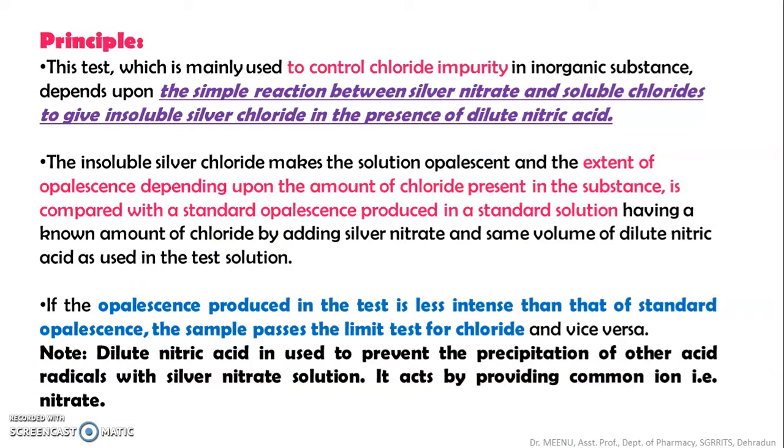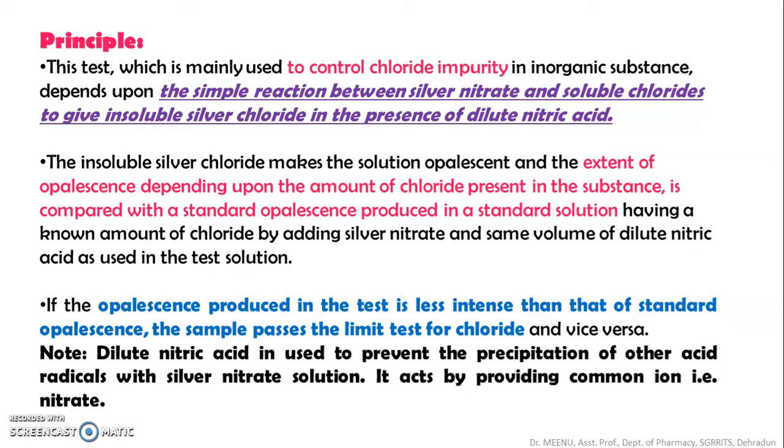The principle of this test, which is mainly used to control chloride impurity in inorganic substances, depends upon the simple reaction between silver nitrate and soluble chloride, which gives the insoluble silver chloride in the presence of dilute nitric acid. The insoluble silver chloride makes the solution opalescent, and the extent of opalescence, depending upon the amount of chloride present in the substance, is compared with the standard opalescence produced in the standard solution, which has a known amount of chloride, by adding silver nitrate and the same volume of dilute nitric acid as used in the test solution.